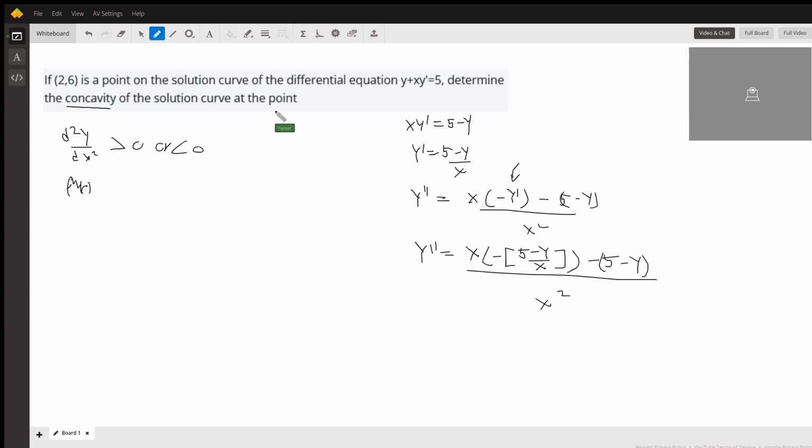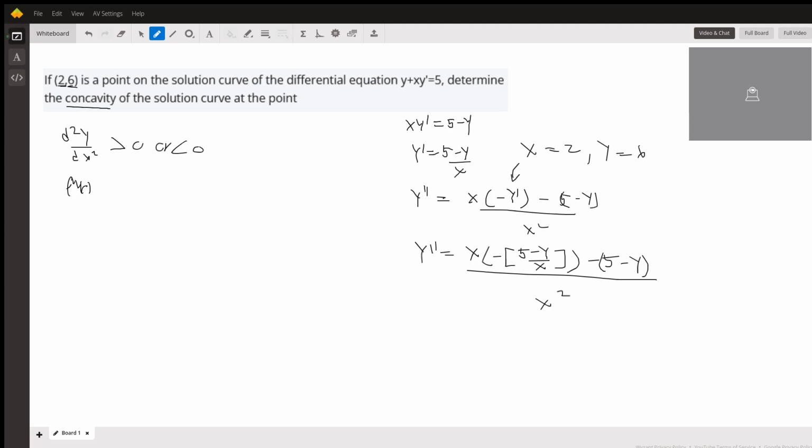The rest of this is we're given x is equal to 2, y is equal to 6. So every single x is 2, every single y is 6. This is going to give us what our second derivative is at the point. All we care about is if it's positive, it's concave up. If it's negative, concave down. That's pretty much it. I think I covered everything.